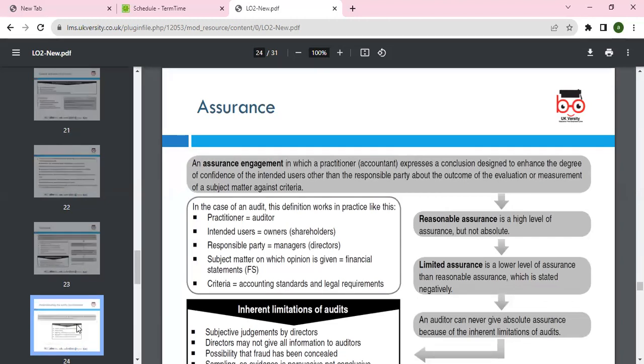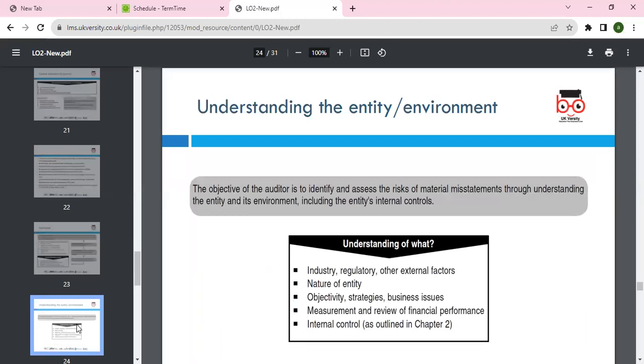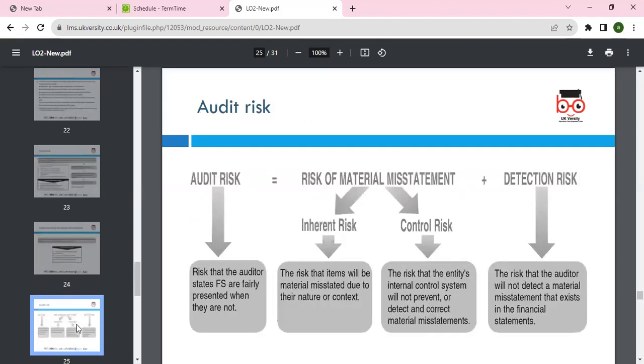That's what we discussed in the previous lesson: understanding the organization and its environment, which is quite crucial if you do an audit, and understanding the nature of the business, and that will help you to be more effective.